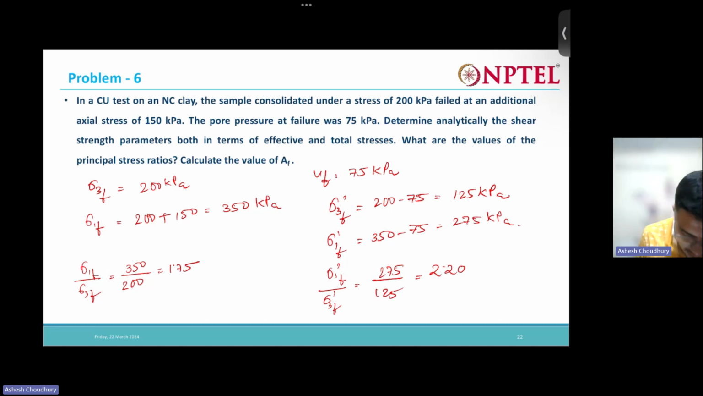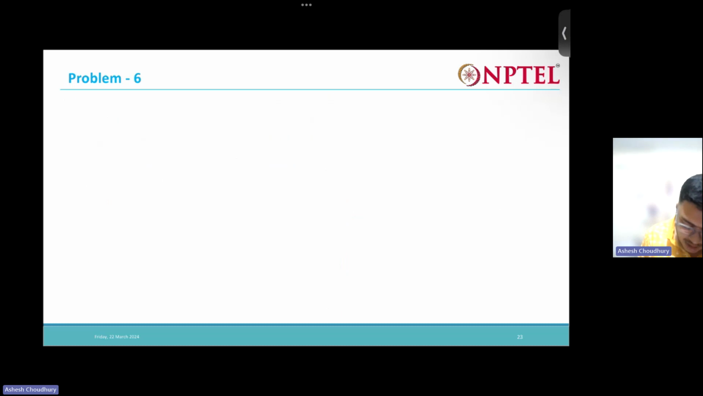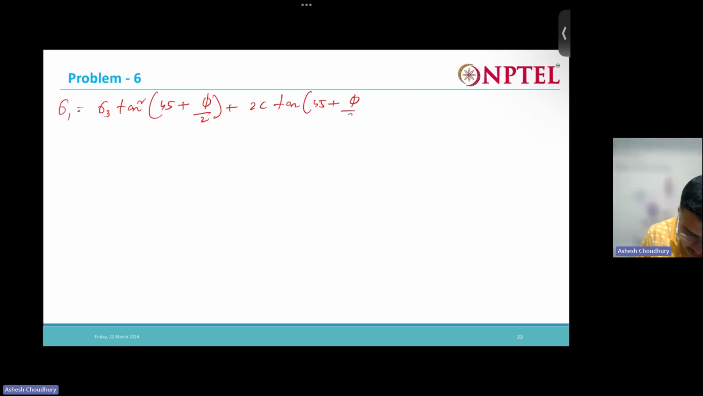Okay, now we need to find out the pore pressure. We need to find out the parameters c and phi and c prime and phi prime. All these things we need to find out. So for that we are going to use our basic equation. What was the equation? This is our basic equation from Mohr's theory.